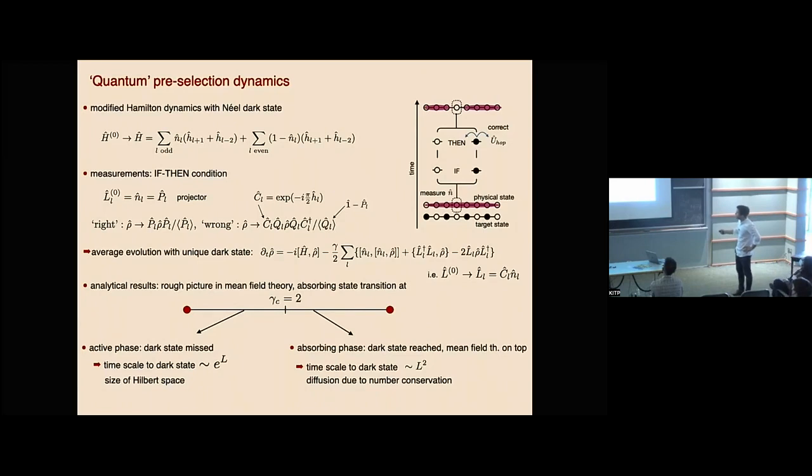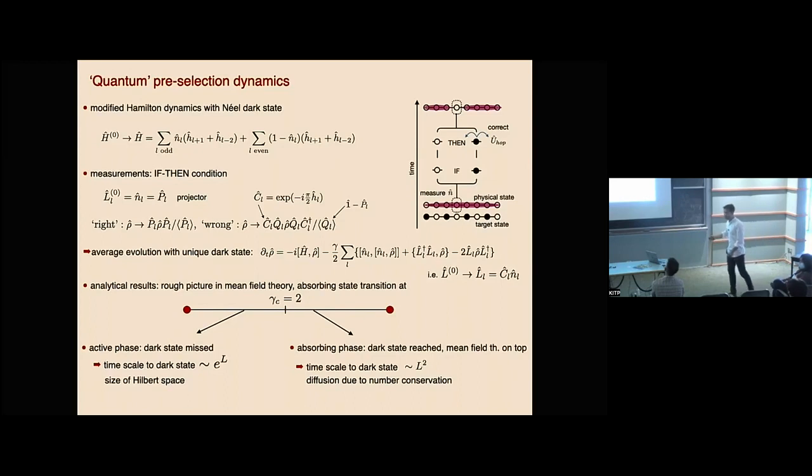Okay, let's go to the second strategy, this quantum pre-selection. There we modify the Hamiltonian operators with these upgrades, which implement for us these dark state properties. And more importantly, we now have to impose this if-then condition on the Lindblad operators. When we get the right measurement outcome, we do nothing on the state. Instead, if we get the wrong outcome, then we apply a unitary transformation. If you pull these formulas through the average measurement dynamics, you get this equation here, which indeed has as a unique dark state just this charge density wave.